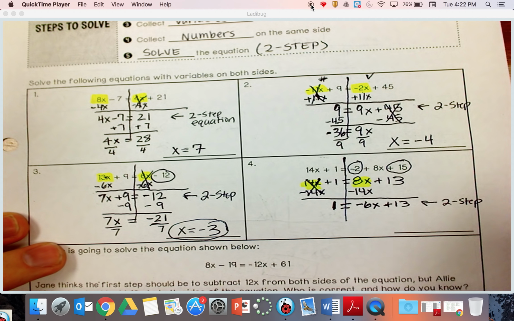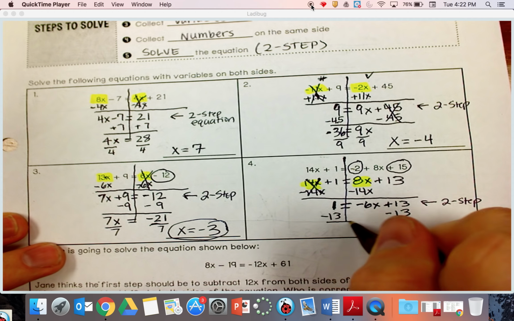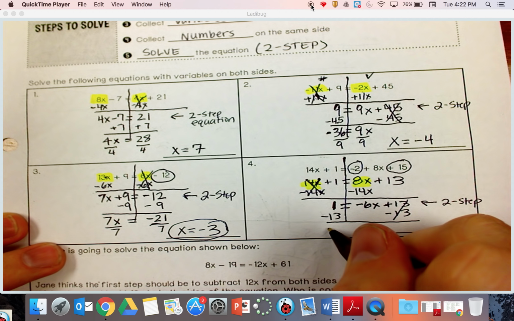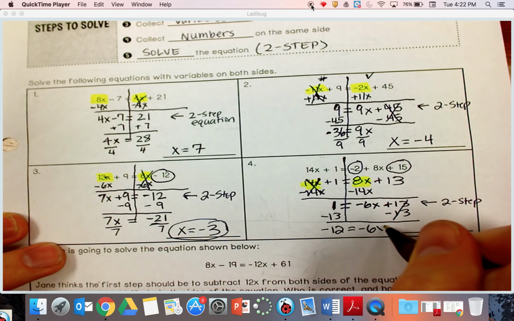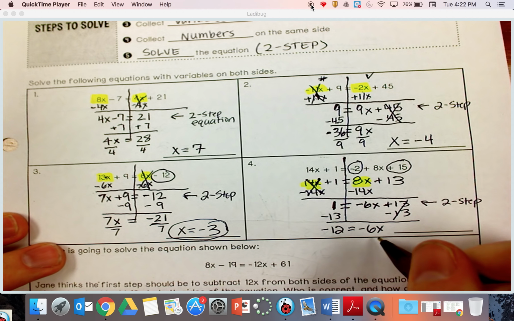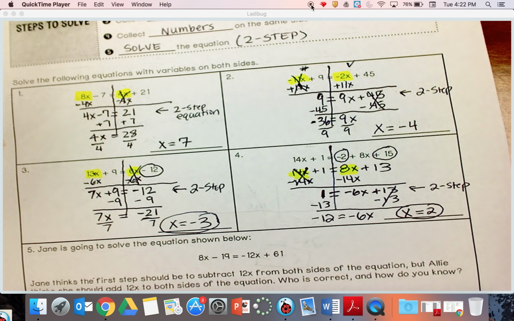So all I need to do is solve this by subtracting my start to my finish. He's gone. I'm left here with negative 12 is equal to negative 6x. And when I divide those two by the negative 6 over, because that's multiplying, I'm going to end up finding my answer to be 2. 2 will be my solution.